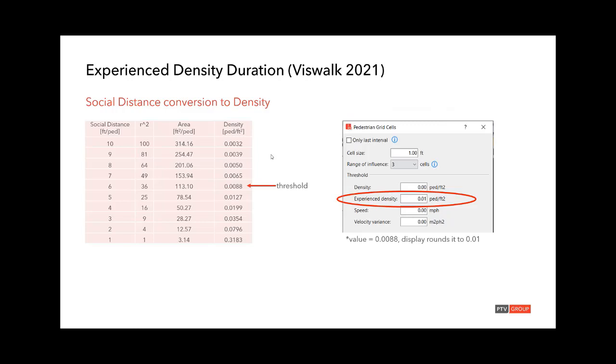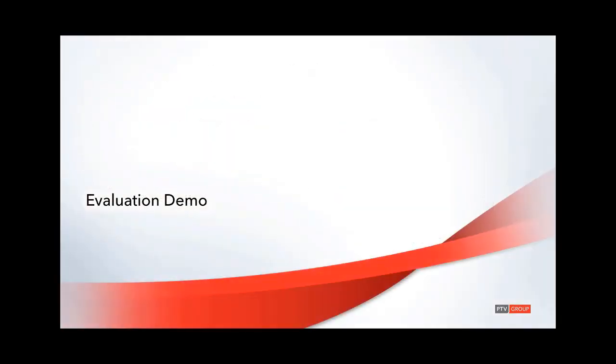So here's just a quick conversion on how we came up with this threshold value. You take the social distance and you calculate the area of a circle with that radius. The area, which is in feet squared per pedestrian, you just invert it to create a density in pedestrians per square feet, and that gives us our threshold that we want to go with. So let's take a look at this new attribute within Vissim.